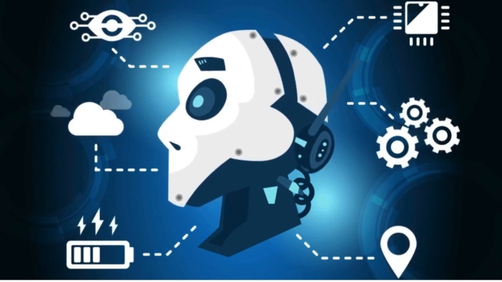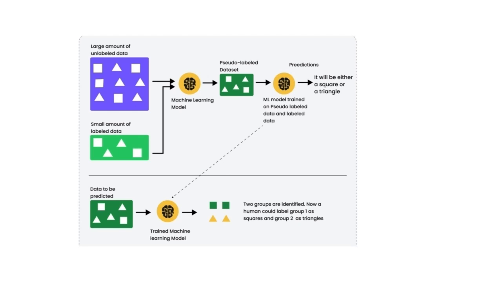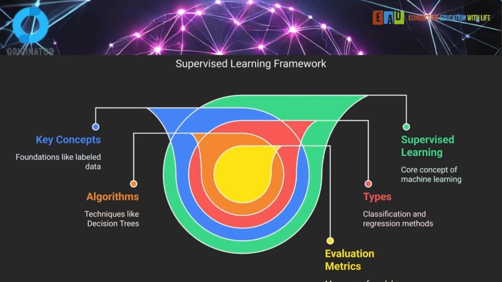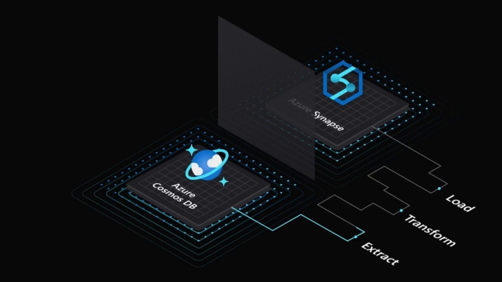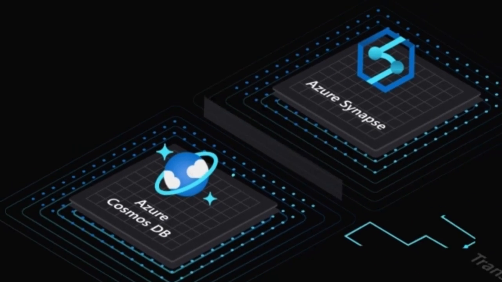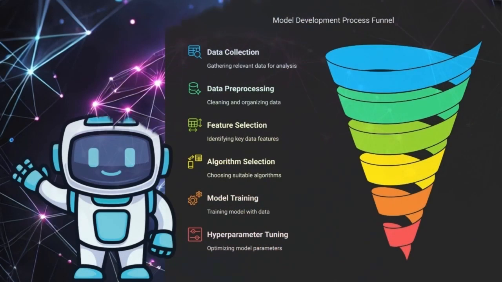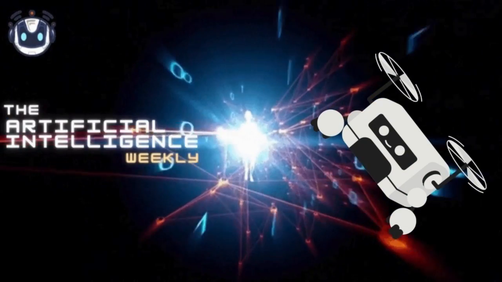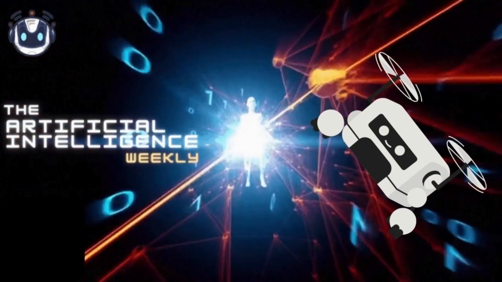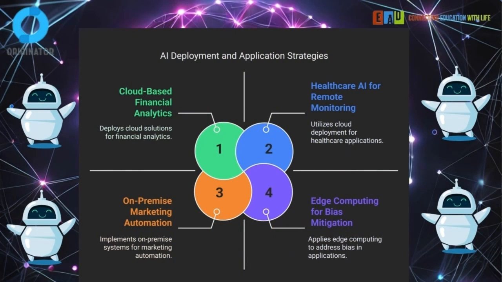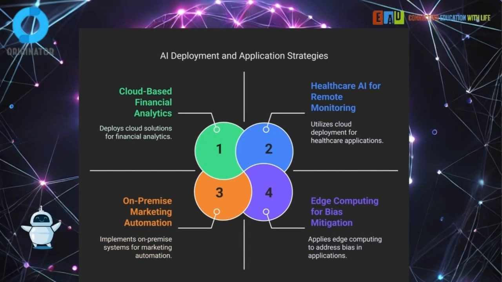Key algorithms include decision trees, SVMs, and neural networks. Model performance is evaluated using metrics like accuracy, precision, recall, and RMSE. Building, model development process. Developing a supervised learning model involves data collection, pre-processing, feature selection, and choosing the right algorithm. Training includes hyperparameter tuning, and addressing overfitting or underfitting ensures better generalization.